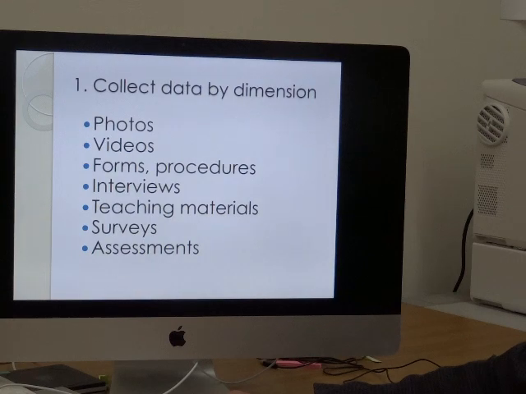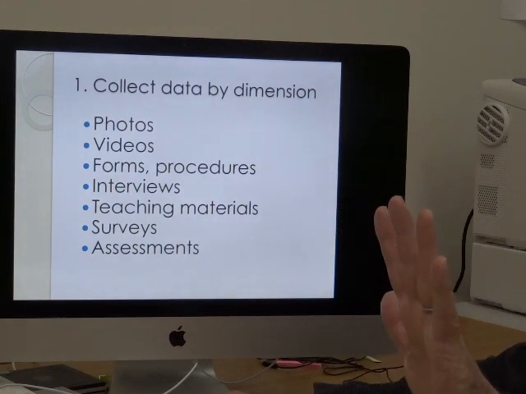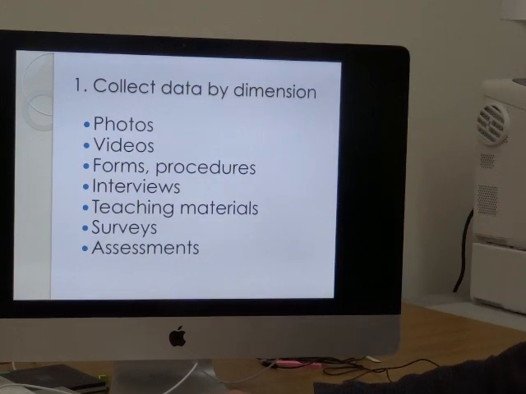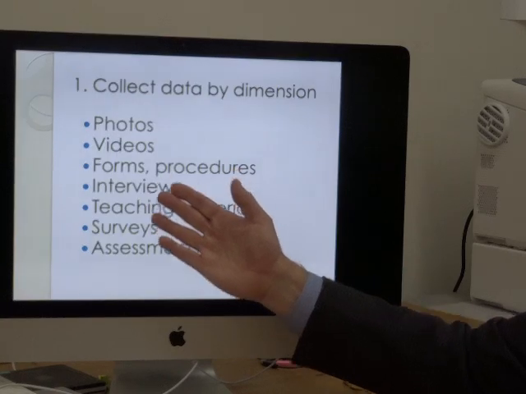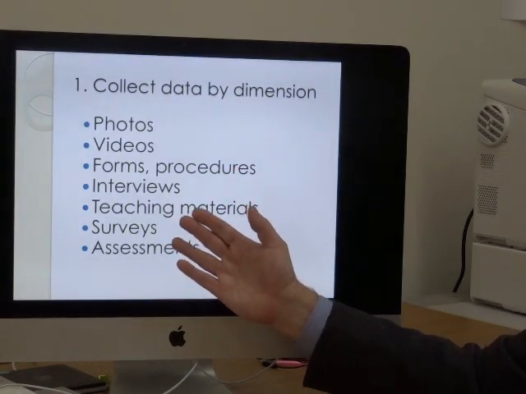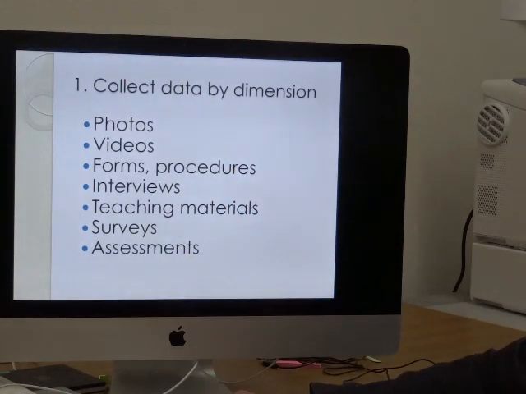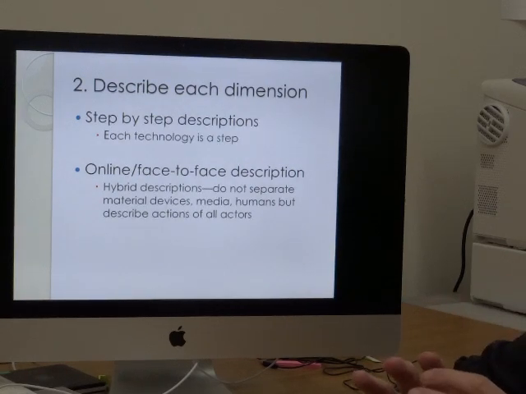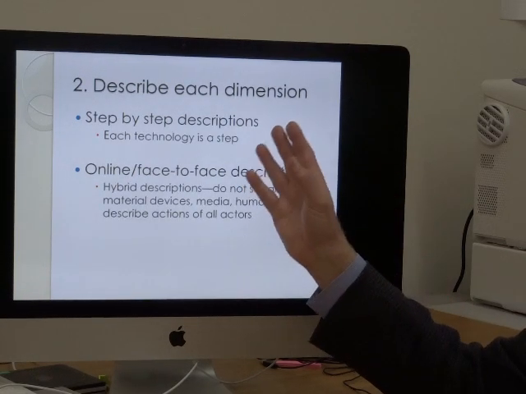How do you do task ethnography? Let me tell you 5 steps for this. First step is you collect data by these 6 dimensions. You collect photos, videos, forms, procedures, interviews, teaching materials, surveys, assessments. Then you describe each dimension step by step.